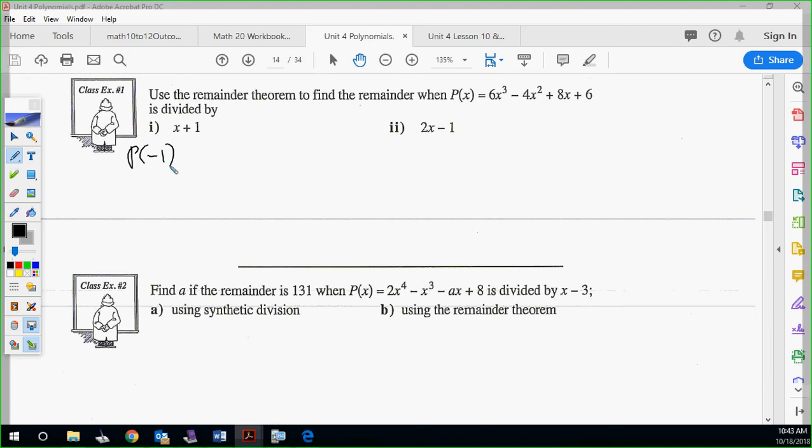So I'm just testing to see if it's a 0 or not, right? So I'm just plugging in negative 1. If I get 0, oh, it's a 0. There is no remainder. If I don't get 0, it has a remainder.